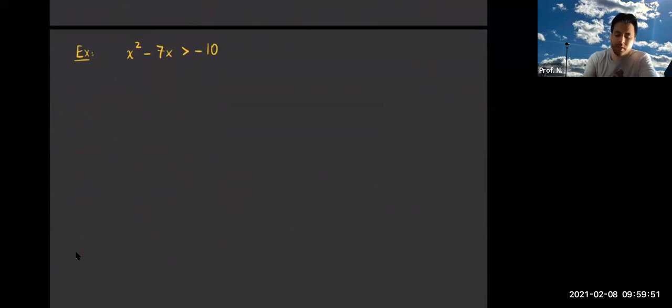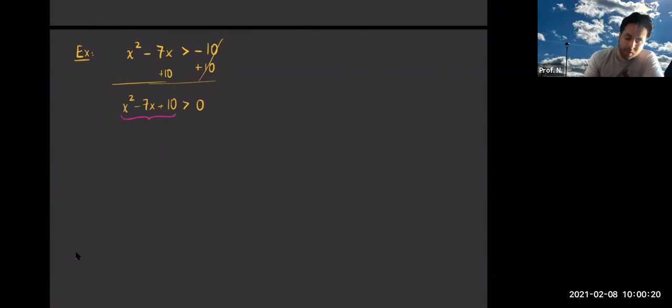Right, we want to set it equal to 0. So we're going to add 10 on both sides, and then I get x squared minus 7x plus 10 greater than 0. So we set the inequality with one side being 0. Then we can factor. And what does this factor into? Negative 5 and 2. So this becomes (x minus 5)(x minus 2) greater than 0.